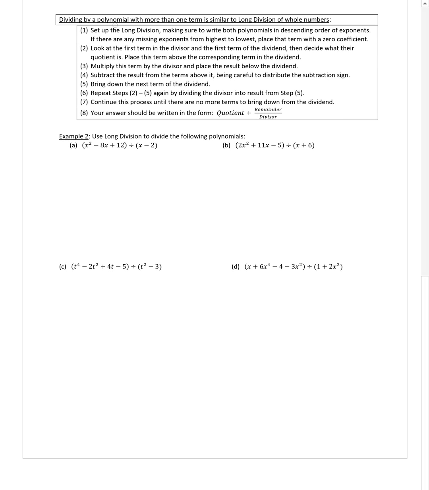So just look at an example. We're not going to do it yet. We're just going to look at it. Let's see. Example 2, part A. Look at that guy now. It's x squared minus 8x plus 12 divided by x minus 2.